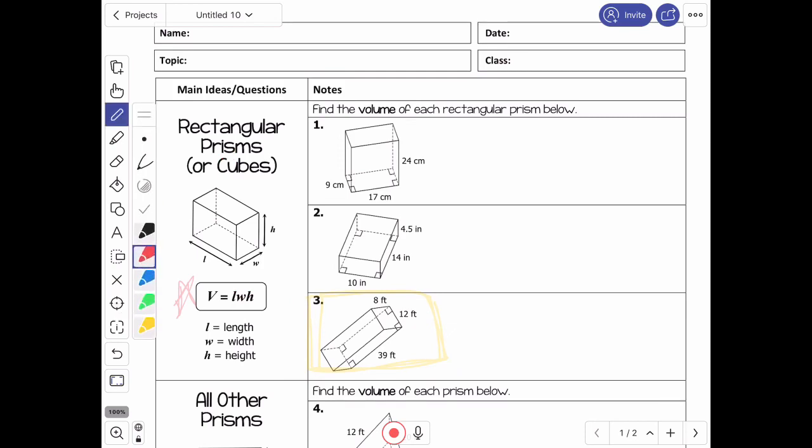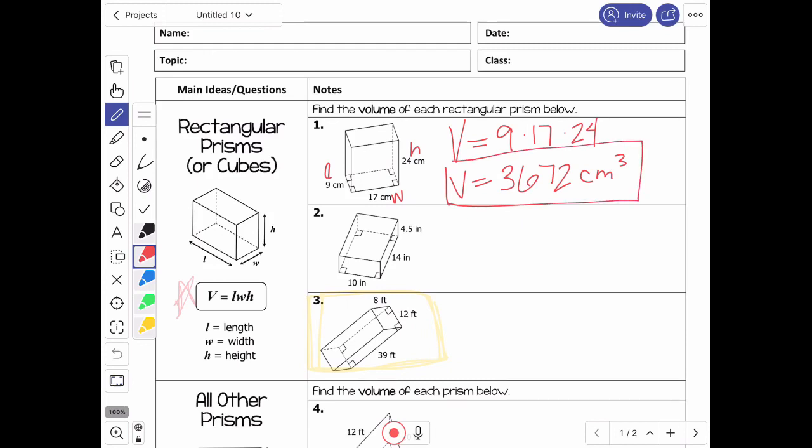So starting off with number 1, I'm just going to take my length, my width, and my height and multiply them together to get a volume of 9 times 17 times 24. And so the volume is 3,672 centimeters cubed. Okay, and that's as easy as it gets.